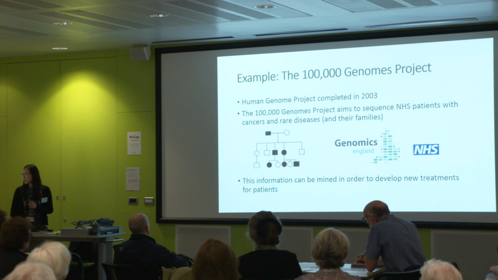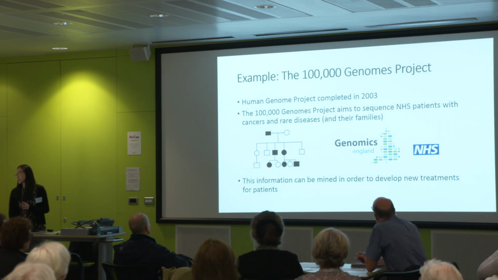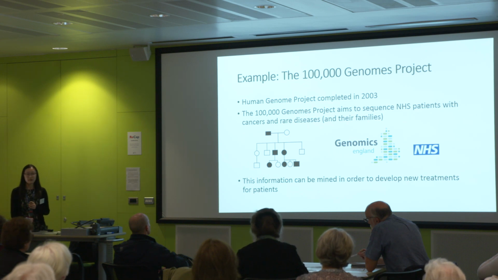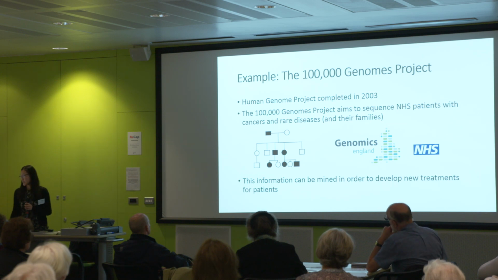The first time the human genome was sequenced was in 2003. That's when the Human Genome Project was completed, and actually it was sequenced over, I think, 15 years. It was a massive effort, and it took many scientists across many different countries to do this. Since then, we've come a long way. We can now sequence a human genome in a matter of days.